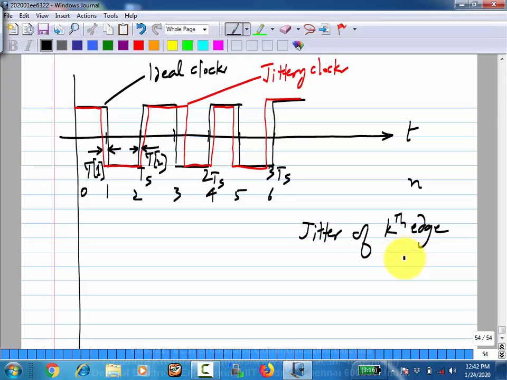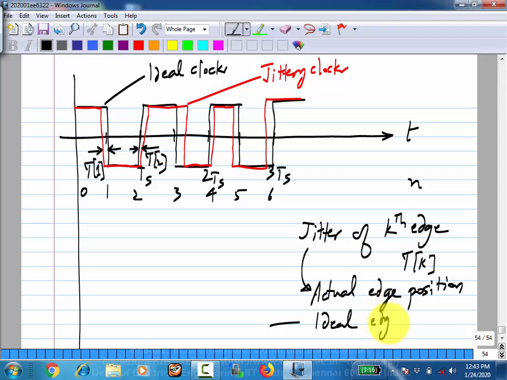The jitter of the kth edge is tau k, and let me define it precisely: jitter means actual edge position minus ideal edge position. So if the actual edge appears earlier than the ideal one, this tau is negative. Okay, and so on.